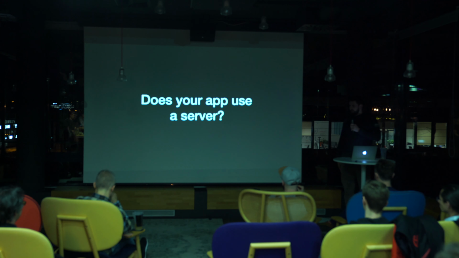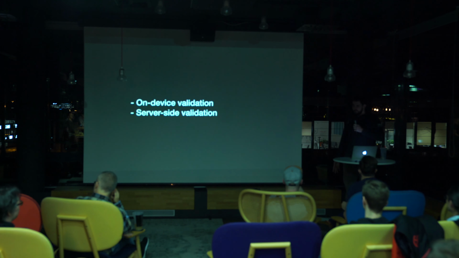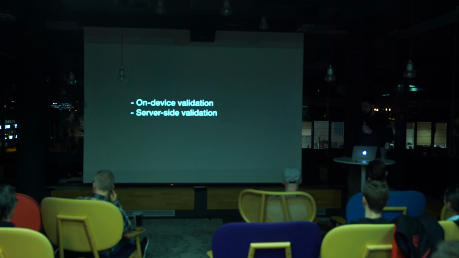Does your app use a server? If yes, you are very, very lucky, because there are only two types of validation. First is on the device, and the second is server-side validation. Server-side validation is just calling one POST request, verifyReceipt. This is a simple request where you get a JSON response. You can parse it with Codable. It's a parsed receipt which contains a lot of values which you can read and use.